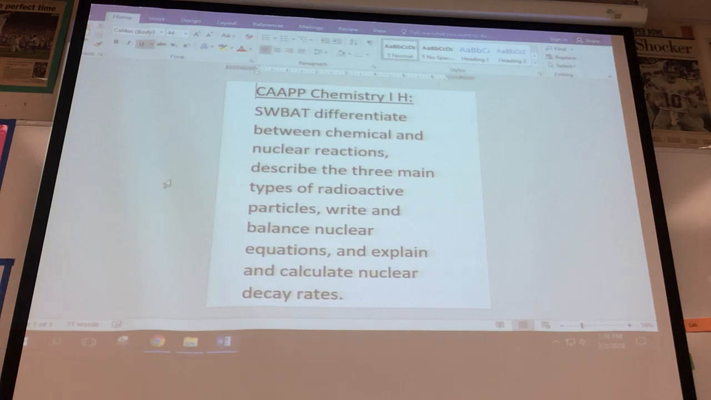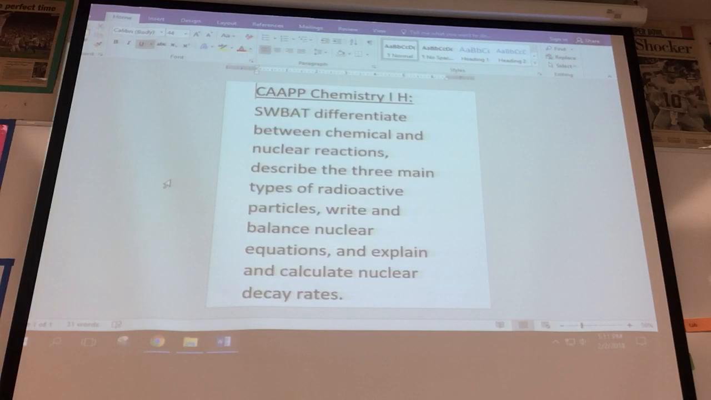We're going to introduce nuclear chemistry today. You're going to see the difference between chemical reactions and the nuclear reaction that you saw in your do now. Today we'll talk about 3 types of radioactive particles, alpha, beta, and gamma, and you will learn how to write and balance nuclear equations today. We'll get into nuclear decay rates next week.